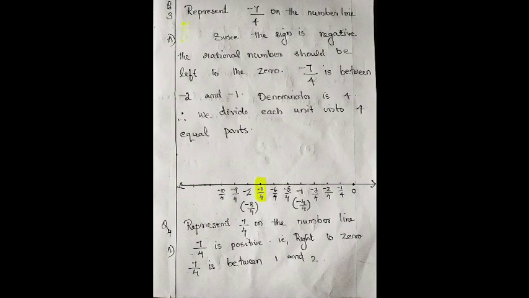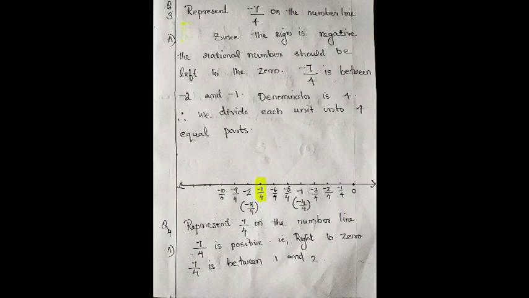Then next, represent minus 7 by 4 on the number line. Since the sign is negative, the rational number should be left to the 0. Negative 7 by 4 is between negative 2 and negative 1. Here, the denominator is 4, so we divide each unit into 4 equal parts. So, you can see negative 7 by 4 on the number line here.